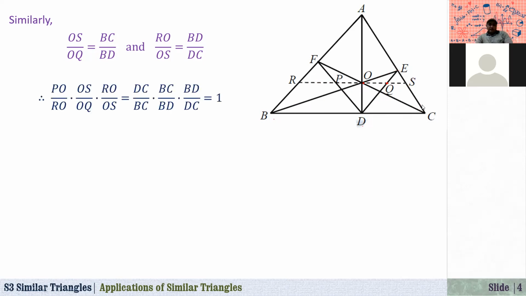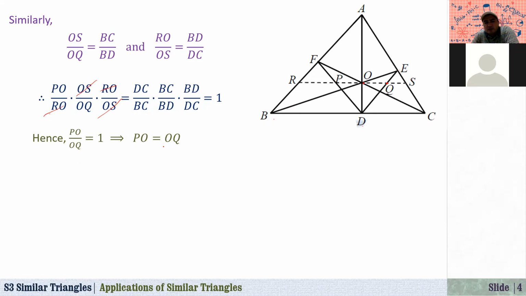Anyway, now if you just combine these things together, here we have PO over RO times OS over OQ times RO over OS. So PO, and instead of this ratio, we can write BDC over BC times BC over BD times BD over DG, and that's equal to 1. Now from here, by simplifying this, we can get PO over OQ, because OS cancel each other, RO cancel each other. PO over OQ is equal to 1, which implies that PO is equal to OQ.